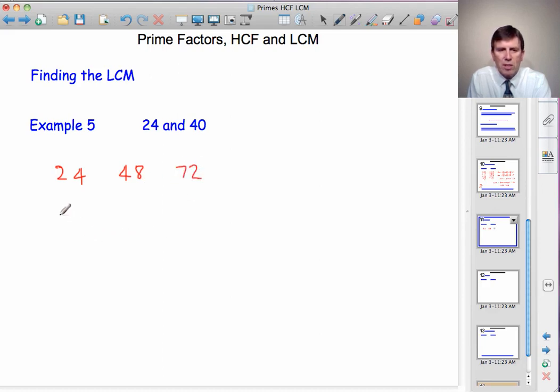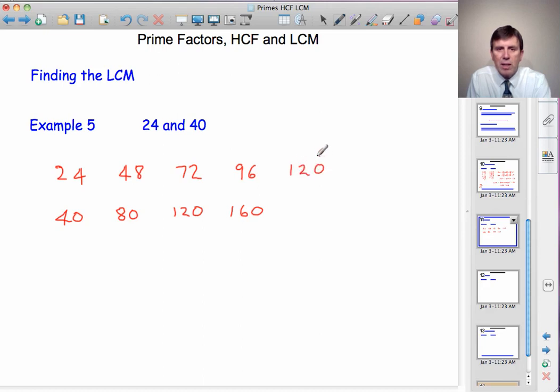Let's try some in the 40 times table. That's a bit easier. 40, add on 40 is 80. Add on 40 is 120. Add on 40 is 160. Haven't seen anything common yet. Let's go back to this one, build this one up. Add on 24 onto 72. Add on 20, we get 92. Add on 4, we get 96. Let's add on another 24. Well, 96 add 4 is 100. Add on 20 is 120.